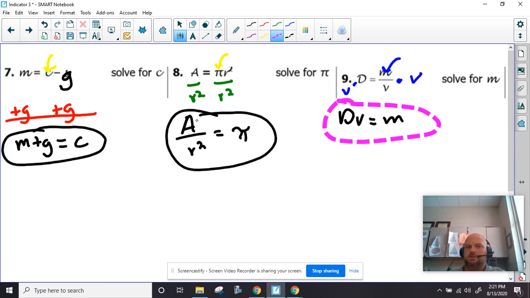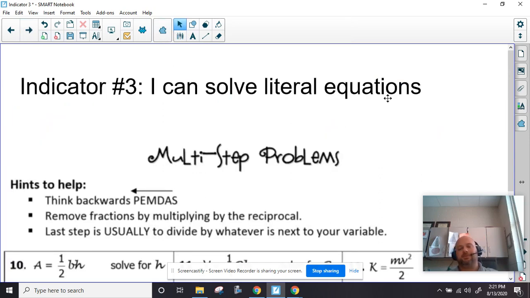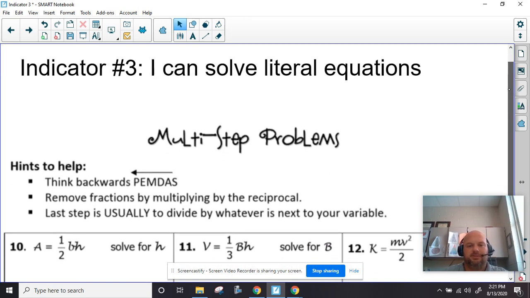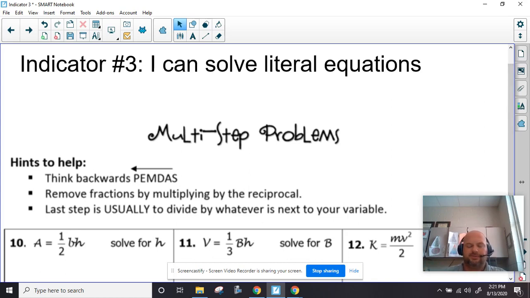Ta-da. Add, divide, multiply. Stuff we did on the first day. Now, these are multi-steps. They're getting harder. All right. Helps to think of PEMDAS backwards. Okay. Remove fractions by multiplying by the reciprocal. Remember, that's where I drew a little stick figure instead of flip somebody. And the last step is usually divide by whatever's next to your variable, like the other equations.